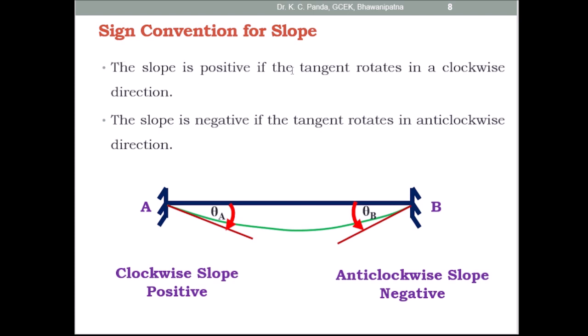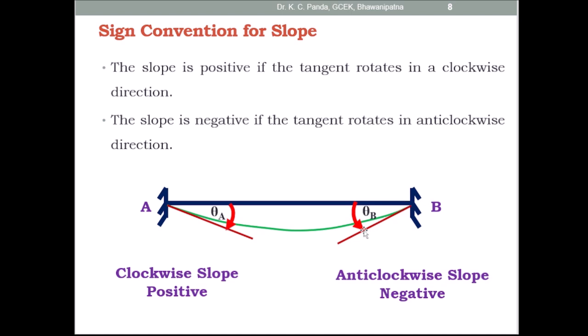Then coming to the sign conventions used for the slope. The slope is positive if the tangent rotates in a clockwise direction. So coming to this figure, this is the deflected shape. If the slope is in a clockwise direction, you have to take it positive, or the slope is positive if the tangent rotates in a clockwise direction. So this tangent rotates in clockwise direction, so this is positive slope.